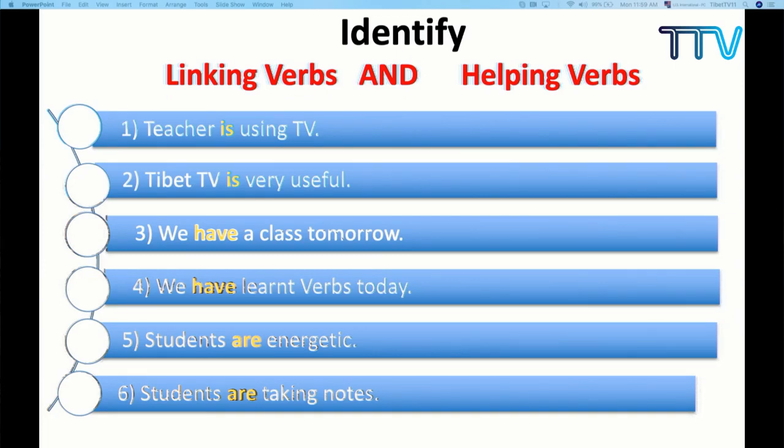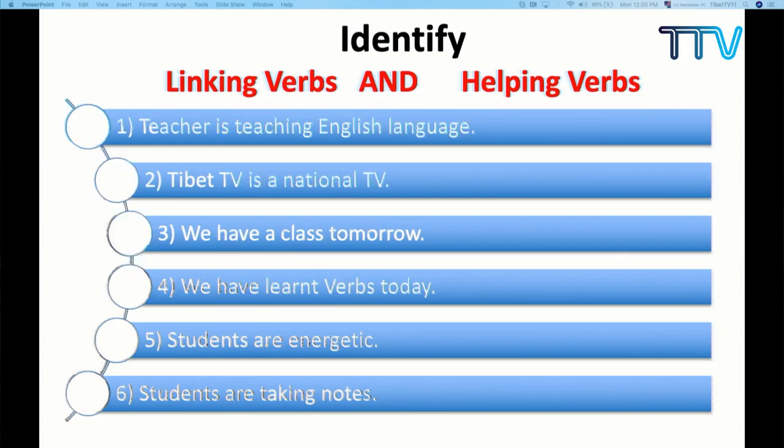Now, five and six: Students are energetic and Students are taking notes. If you look at this, there are two are's. One may be a linking verb and the other a helping verb. Students are energetic. Do you see any main verb, any action? No. So this is a linking verb. If you look at the sixth one, Students are taking notes, are is here. Do you see any verb? Yes, taking. So are here is a helping verb. Did you get some idea?